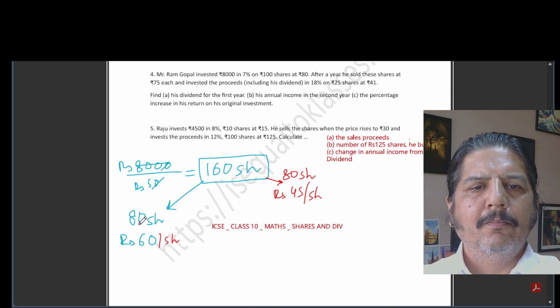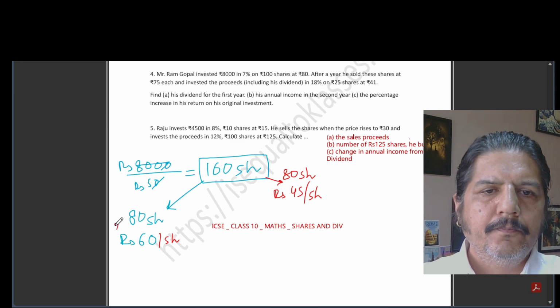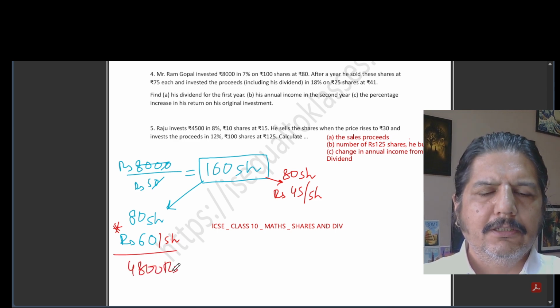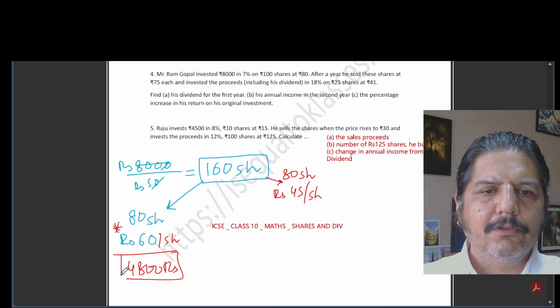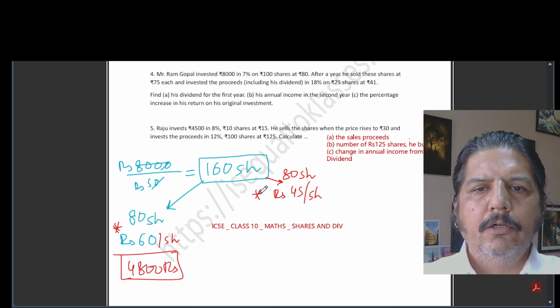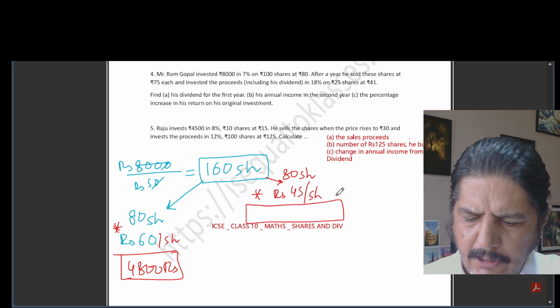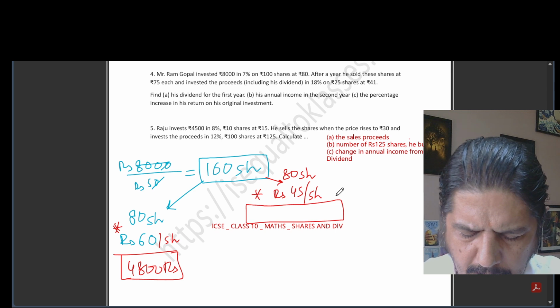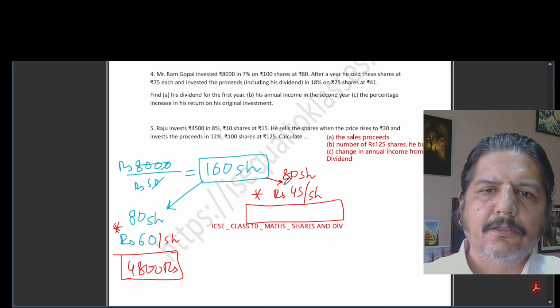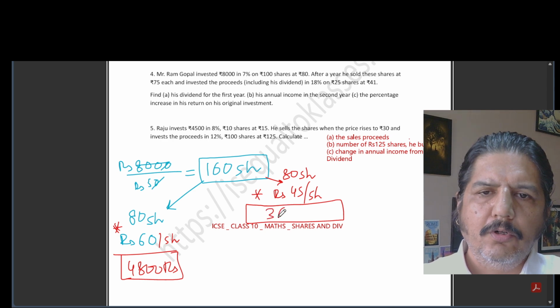So what I'll do is I'll multiply 80 into 60. 80 into 60, this would be 4,800 rupees. This is what she would have got in the first leg of the transaction. Then 80 into 45. 80 into 45, this is rupees 3,600. This is what she would have got here.